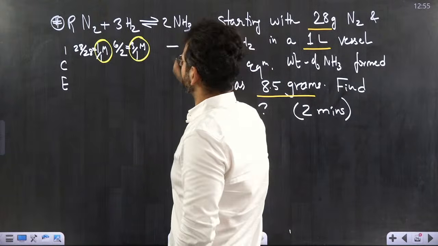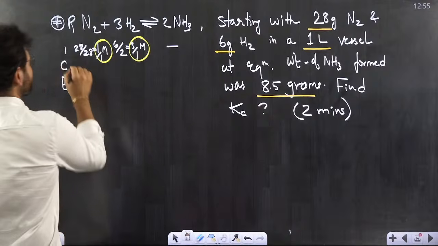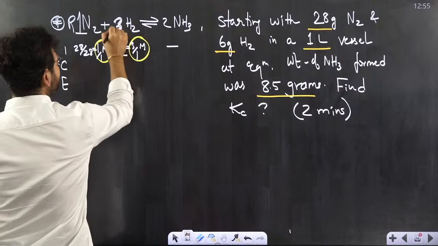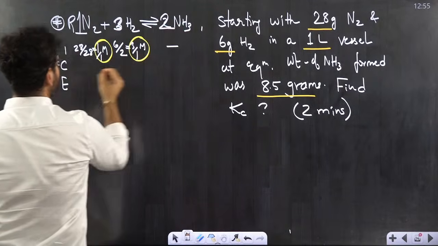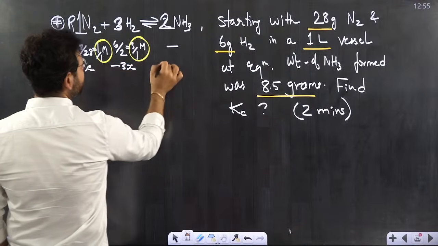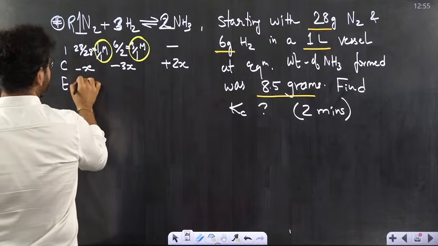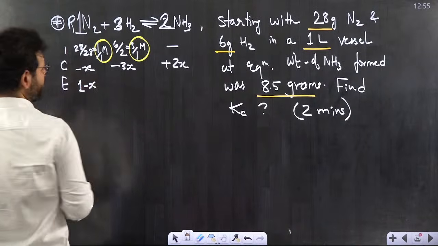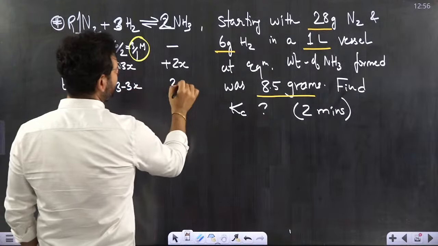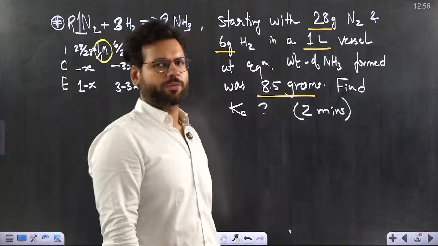Ammonia is 0 initially. Then let's change it. According to the unitary method, when 1 of this breaks, 3 of this should break and 2 should form. When 1x of this breaks, 3x of this should break and 2x should form. So what we are remaining with is 1 minus x molar, 3 minus 3x molar, and 2x molar formed. These are their concentrations.